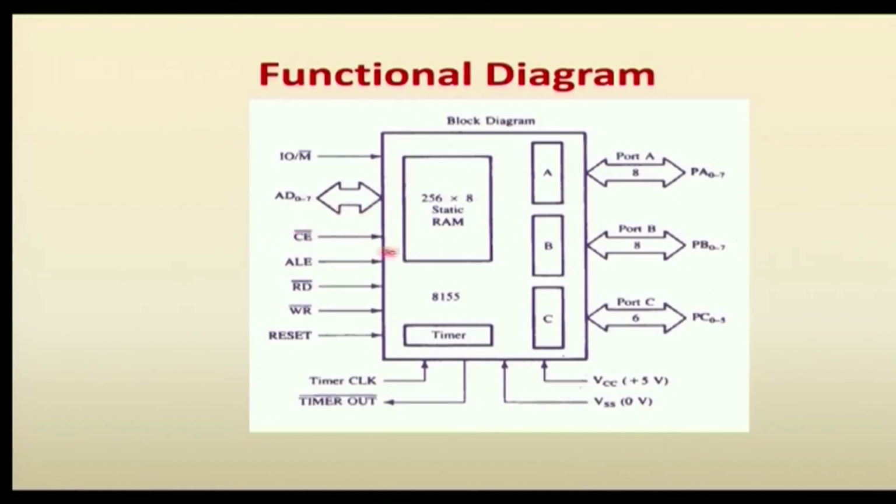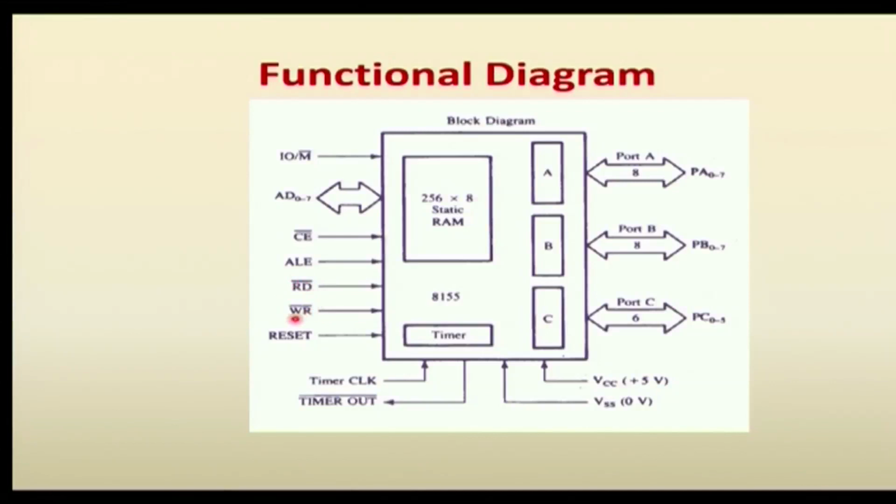This is a chip enable signal, which is used to activate the 8155. When the signal is low, it means this IC is enabled. Without applying a low signal on this pin, even if we apply the other signals properly, we would not get the output, because we have to activate the chip first, then apply the corresponding signals. The ALE signal is used to demultiplex the address and data bus. This is the address latch enable, which is used to latch the address lines.